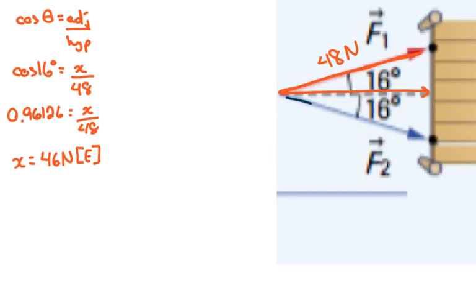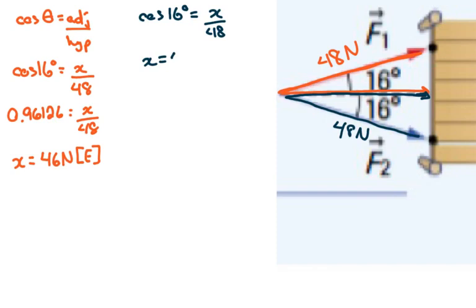Same process applies for rope 2. We have 48 newtons acting on the rope. We need to determine how much of that force is acting horizontally. Same exact process because we're still looking for the adjacent of this triangle. Everything else is actually the same. We have the same force, we have the same angle, so it will work out the same, and we will get 46 newtons east from rope 2 as well.